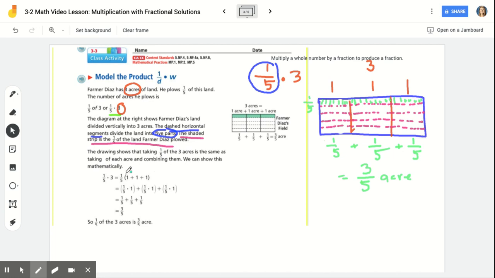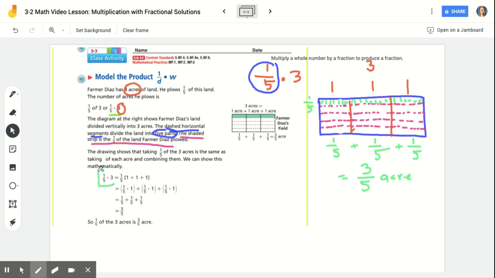And then it says, let's go back to our book, keep that drawing out. The drawing shows that taking 1/5 of the 3 acres is the same as taking 1/5 of each acre and combining them. We can show this mathematically. So here's one way we might show it mathematically.